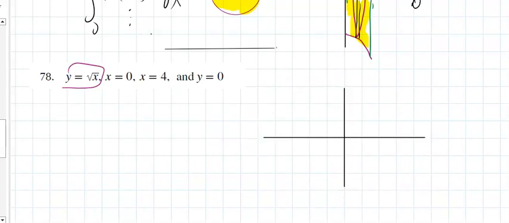y equals radical x: 0, 0; 1, 1; 4, 2. There it is. x equals 0, x equals 4, and y equals 0. So we're talking about this region. I'm going to rotate this about the x-axis. That's going to create an identical copy like it right there.